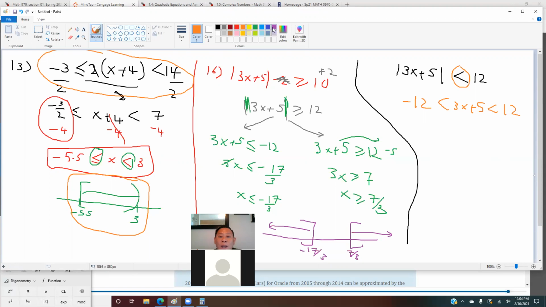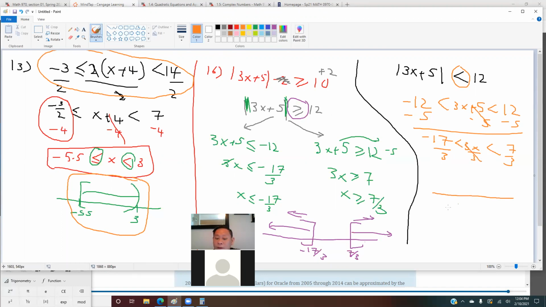If you have a greater than, your graph will be one going to the left and one going to the right. So this one is the same thing as number 13. You solve it, you minus 5. So you will get negative 17, 3x, and 7. And then you divide this by 3. So this is your answer.